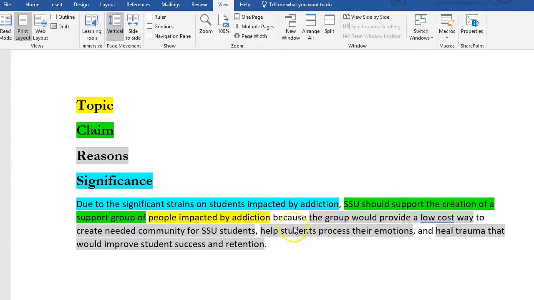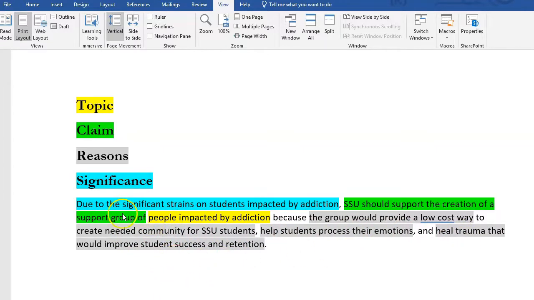And then the why. Why should we do it? It's what follows the because statement here: because the group would provide a low-cost way, so it's feasible. It would create needed community for SSU students. It would help students process their emotions. It would heal trauma that would improve student success and retention.